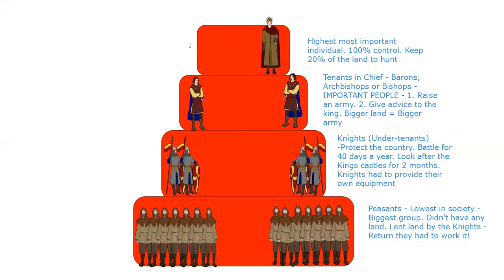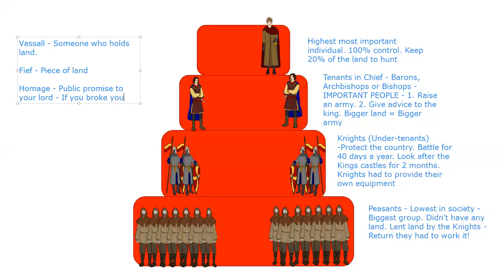But there's a few key words that you need to understand, just so we get it. So let's start with some of the basic keywords. A vassal is someone who holds land. Very simple. A fief is an old-fashioned word for a piece of land. Now, to get a piece of land, you would have to declare homage. Now, a homage is a public promise to your lord. Why was it in public? Well, basically, if you broke your promise, you're committing treason. That's bad. Nobody wants to do that.